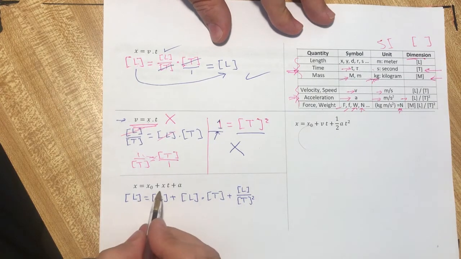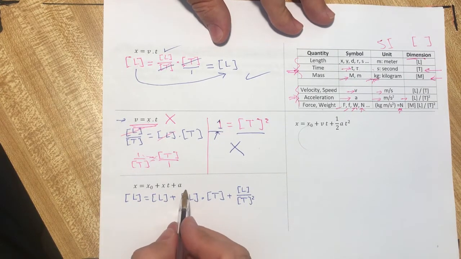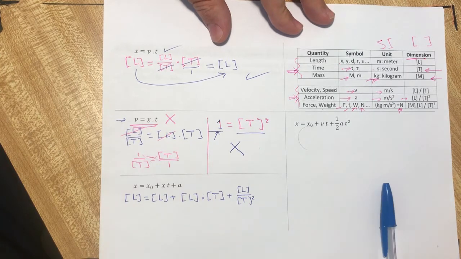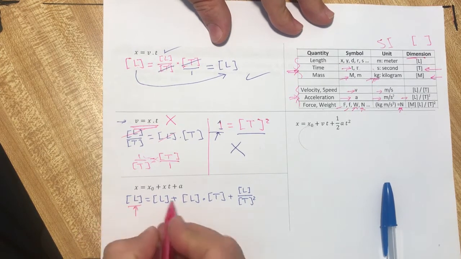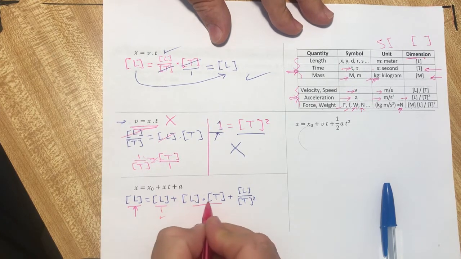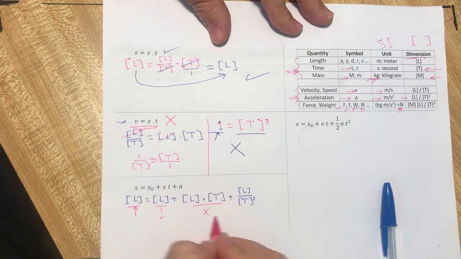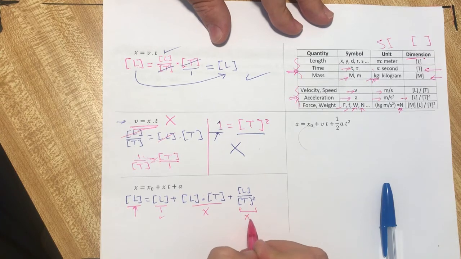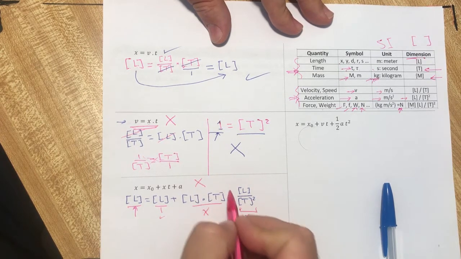Does this equation work? I think no, because this term is length equal to length, this is good, plus length multiplied by time. This is wrong. This is also wrong. So this equation cannot be true in physics.